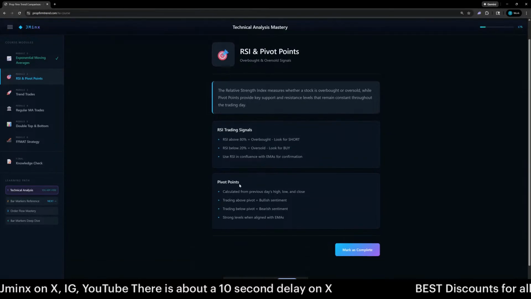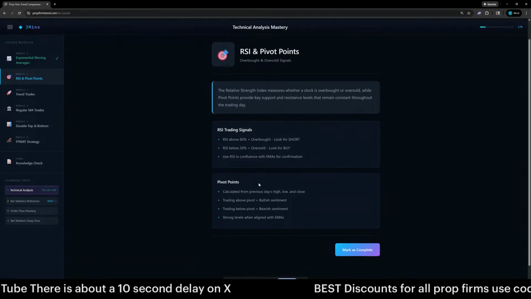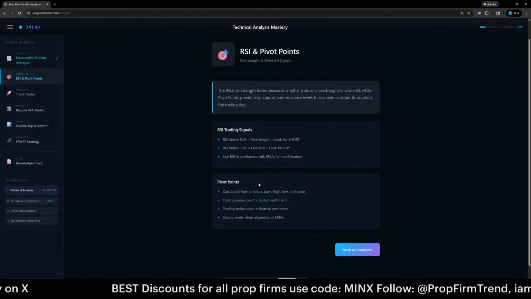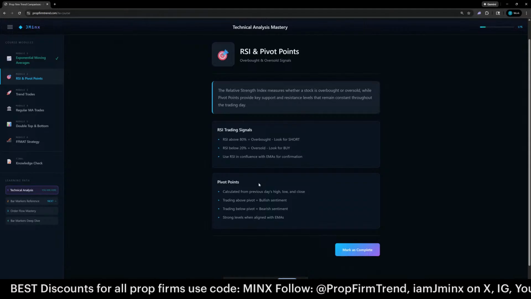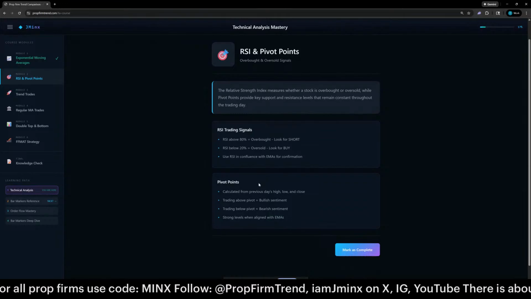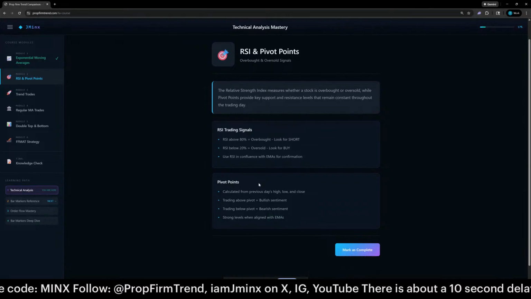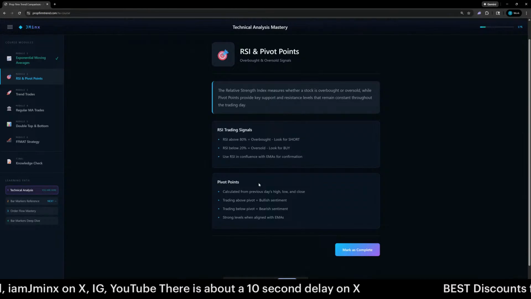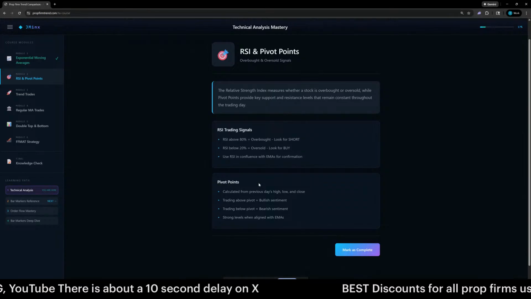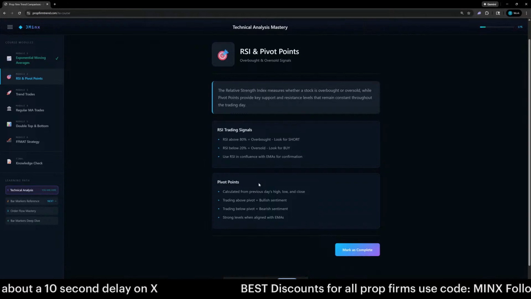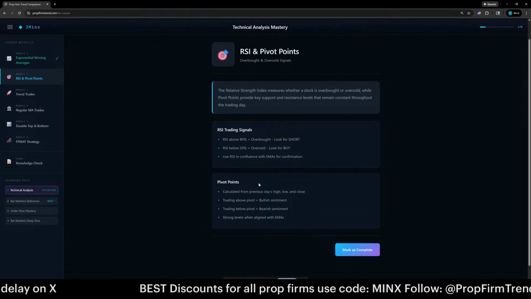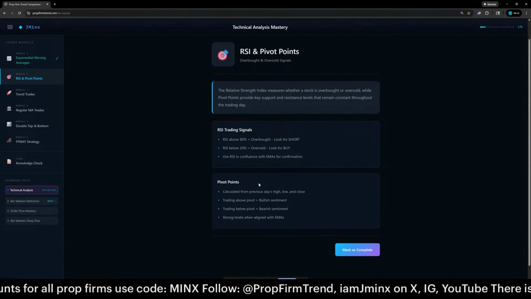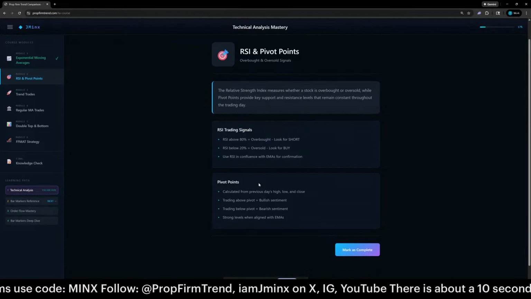And pivot points are key levels. They don't change, they're the same throughout the day. They're just your key levels for that day. Basically, it's calculated from the previous day's high, low, and close. Trading above the pivot point is typically more of a bullish sentiment, whereas trading below the pivot is more of a bearish sentiment.